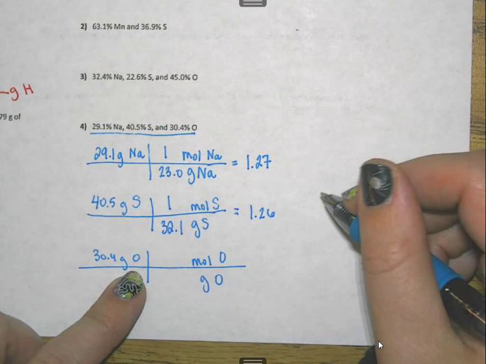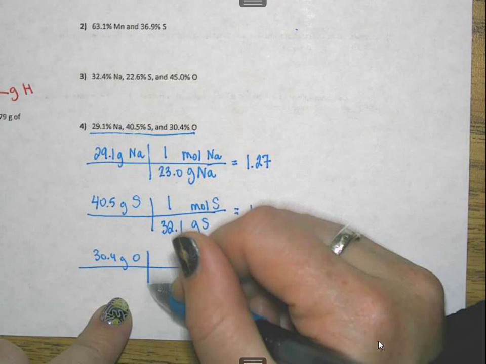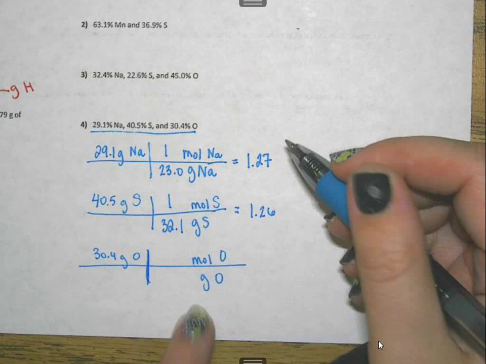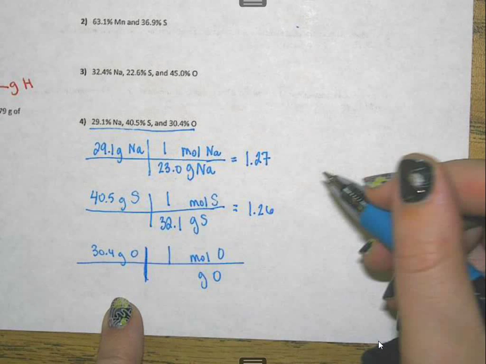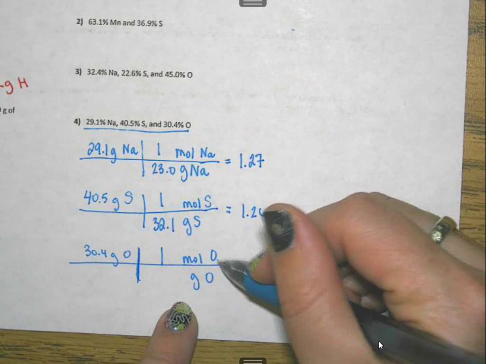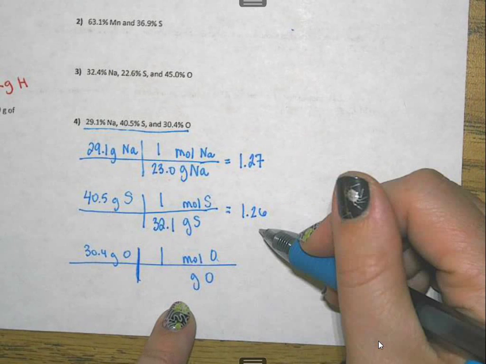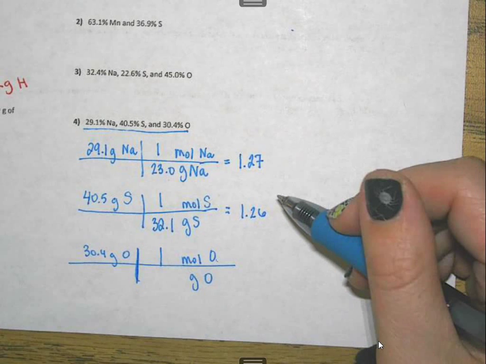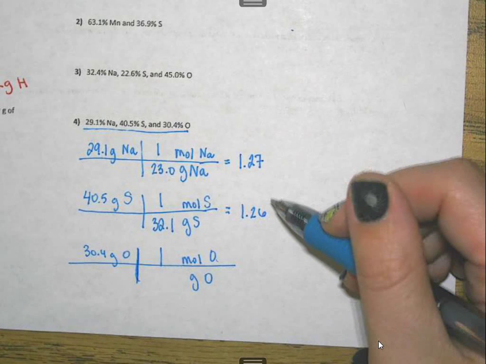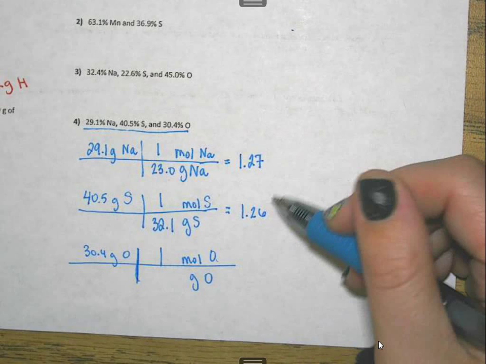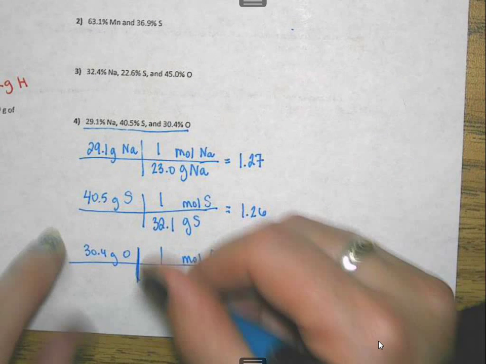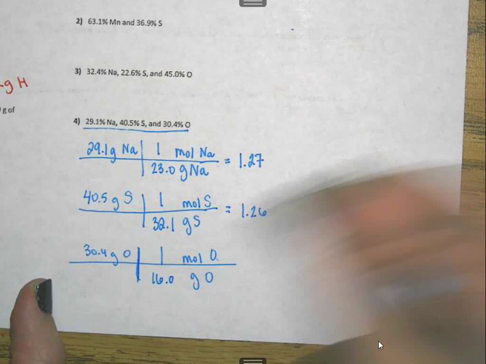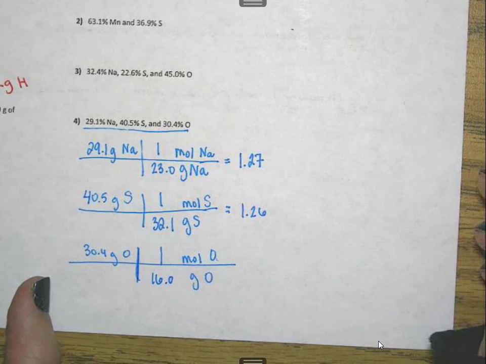Now, we know it's going to be 1 mole. Our discussion earlier was, do we put a 2 there or do we not? Since it's part of a compound, it's not by itself, we do not. We're trying to find the subscript, so we do not. So how many grams? 16. What do you get? 1.90. 1.9.